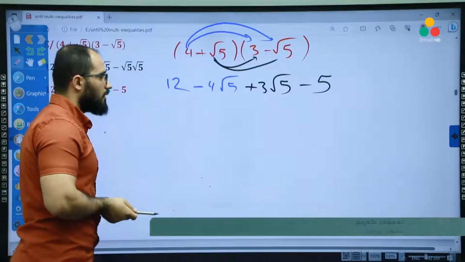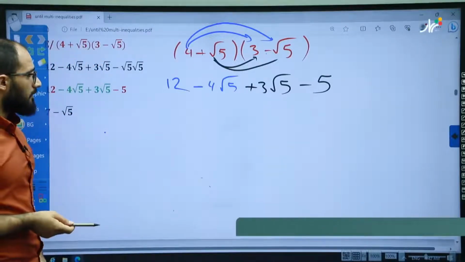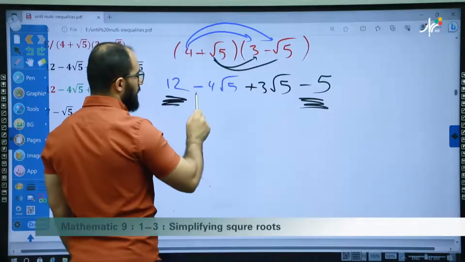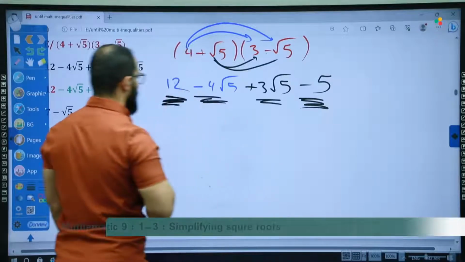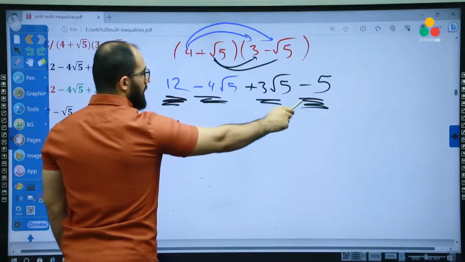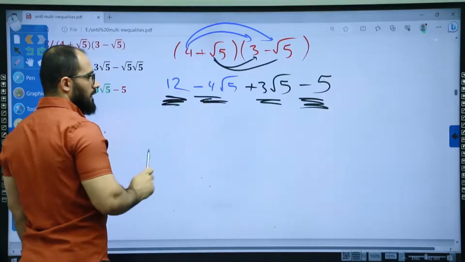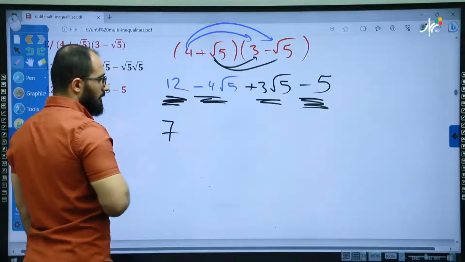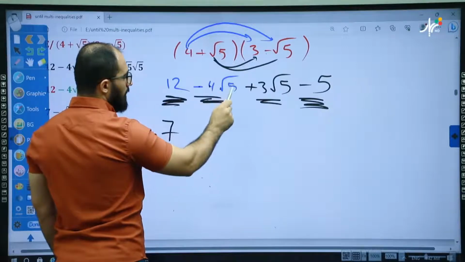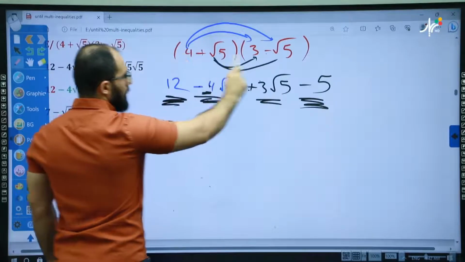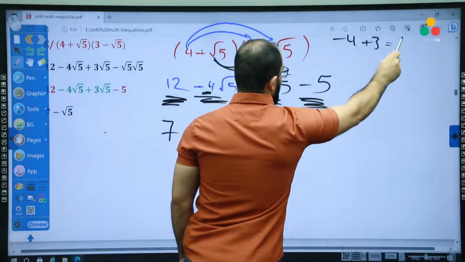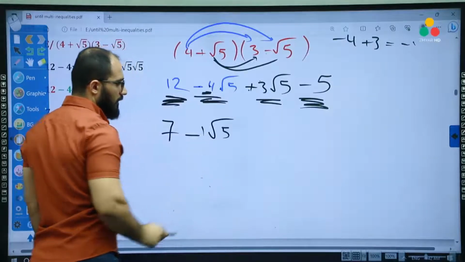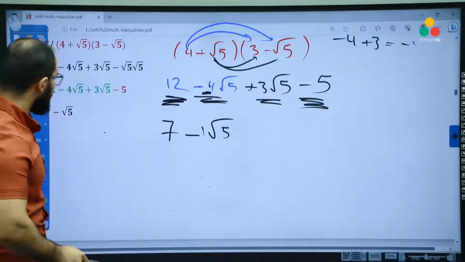Square root of a times square root of a is equal to a. So we are looking for like terms. For the like terms, we have 12 with negative 5, and also we have negative 4 with positive 3. Let's start with the numbers. 12 minus negative 5. So 12 minus 5, not negative 5. 12 minus 5, it's going to be 7. Negative 4 square root of 5 plus 3 square root of 5. Negative 4 plus 3, it's going to be negative 1. So minus square root of 5. If you write 1 here or do not write it, it's the same.